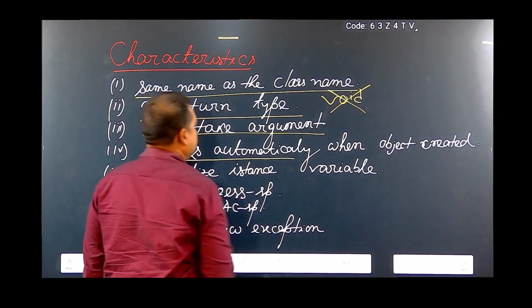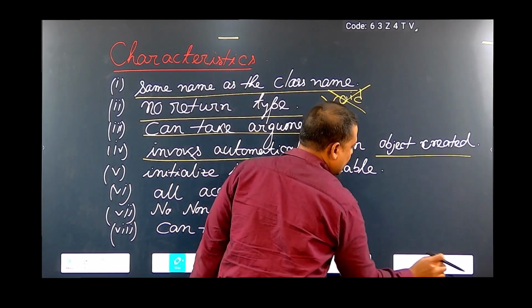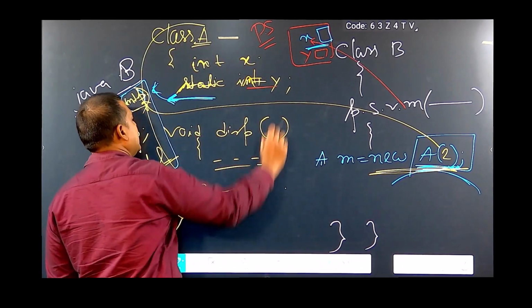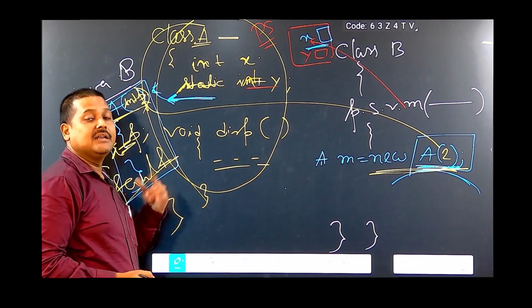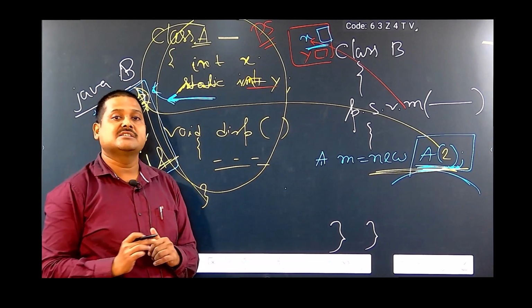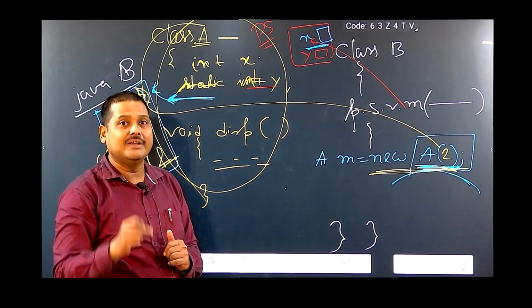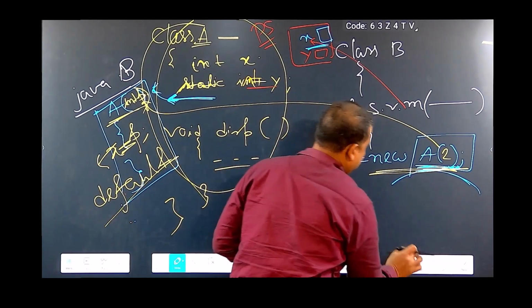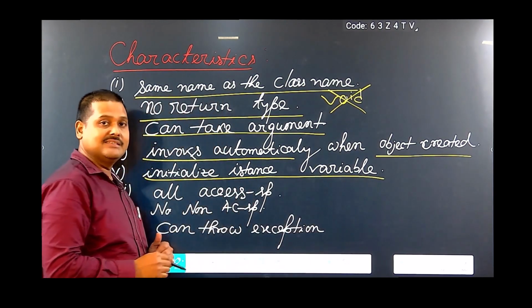This constructor invokes automatically when the object is created. Look here, we are creating the object of this particular class, and automatically this particular constructor is invoked and it initializes the instance variable. Instance variable means the variables which will be instantiated at runtime, which belong to the object of a class. Yes, it initializes the instance variable.